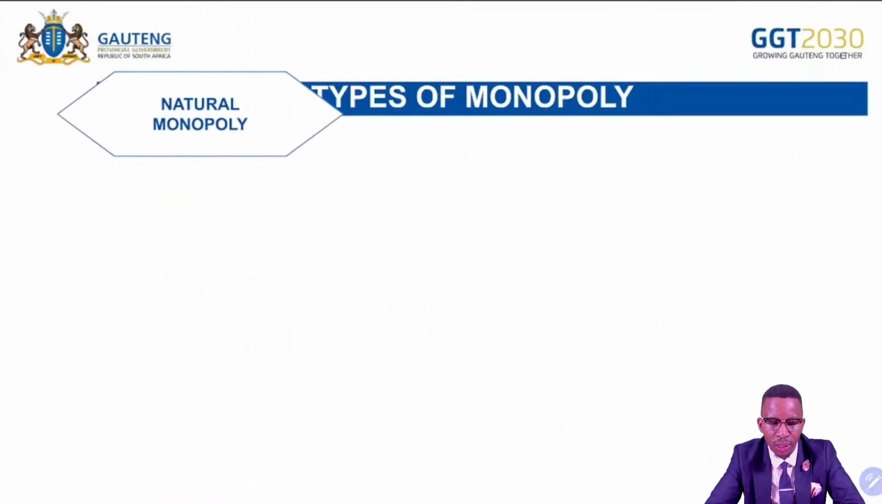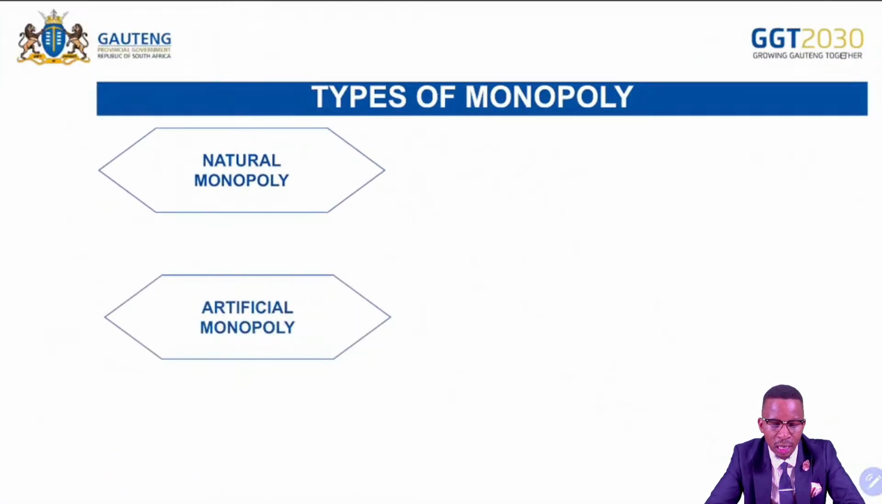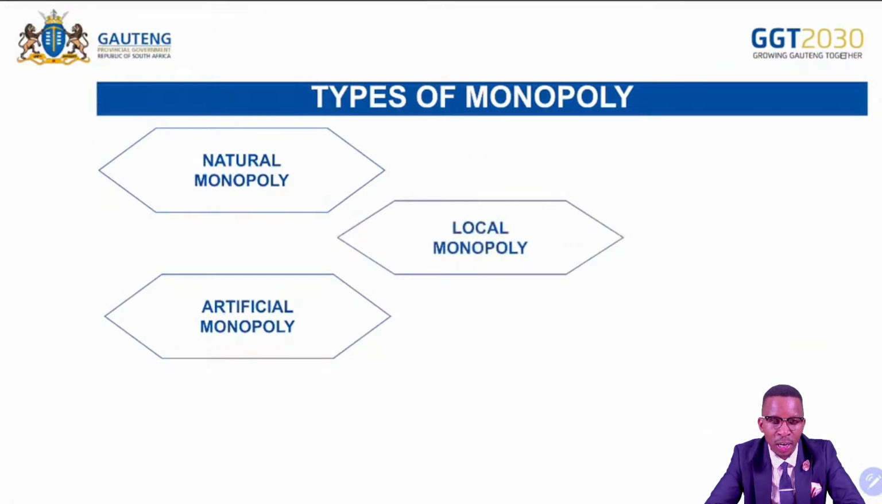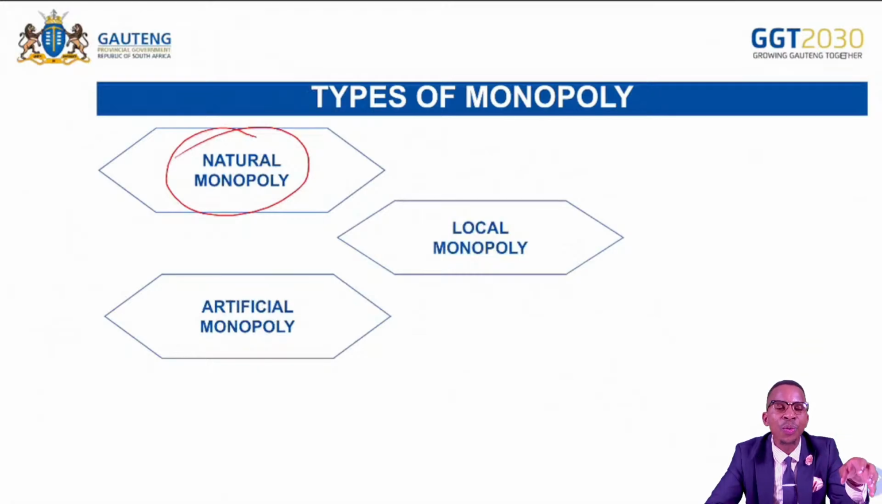So here we go, now we discuss them. We have types of monopolies, namely natural monopolies, artificial monopolies, as well as local monopolies. If we talk about the natural monopoly, we refer to the monopoly that exists if barriers to entry are economic in nature. That's when the barriers to entry in that particular monopoly are not created through legislation, but occur economically.